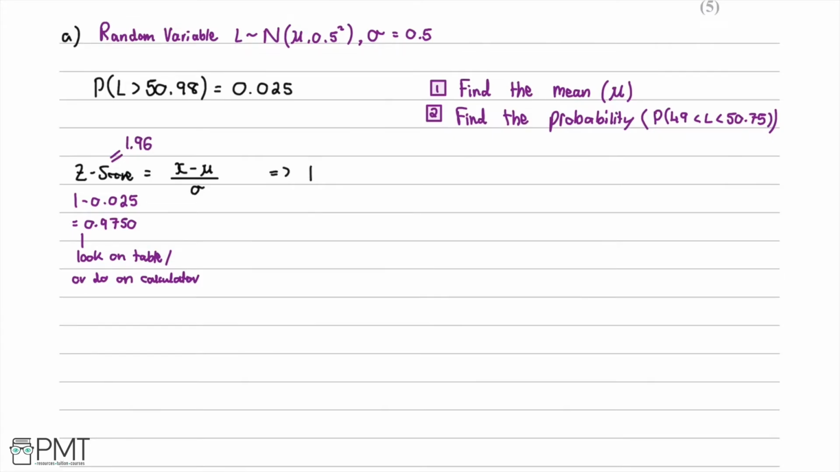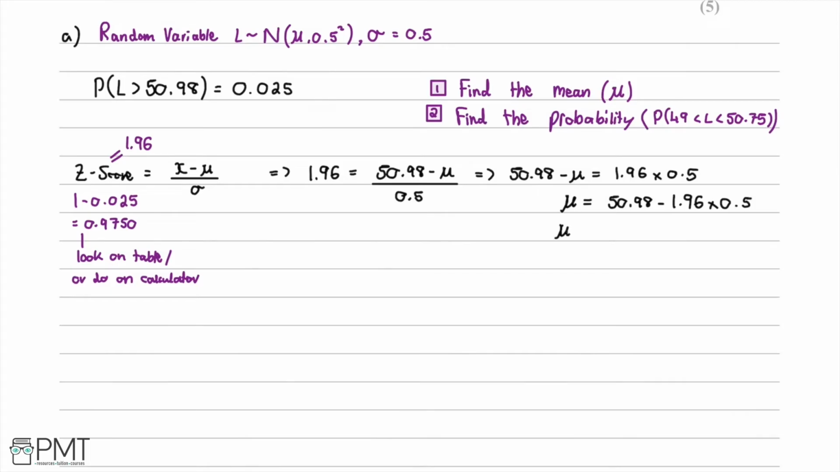So therefore, we can say that 1.96 is equal to 50.98 take away mu, divided by our standard deviation, which is 0.5. Rearranging, 50.98 minus mu is equal to 1.96 times 0.5. Then mu is equal to 50.98 minus 1.96 multiplied by 0.5. Putting these values into our calculator, mu is 49.97, and we round that to 50. So mu is equal to 50 centimetres.